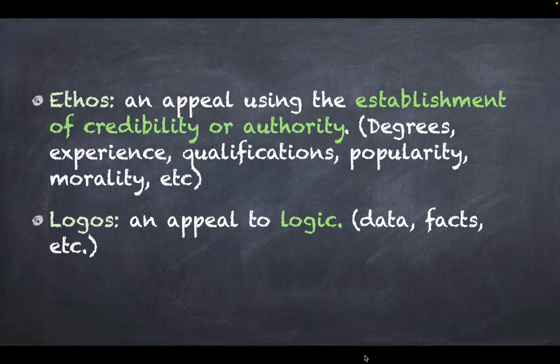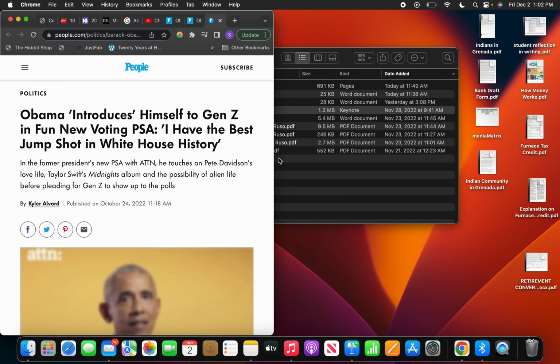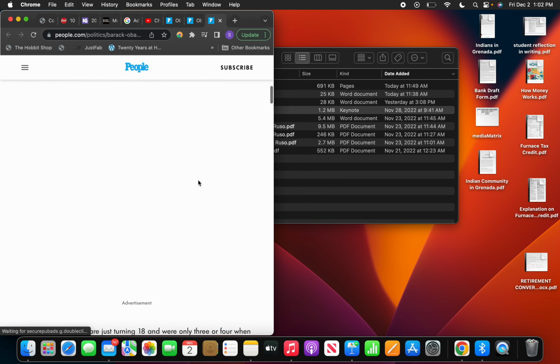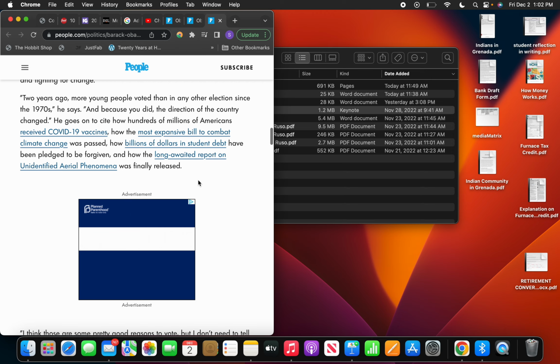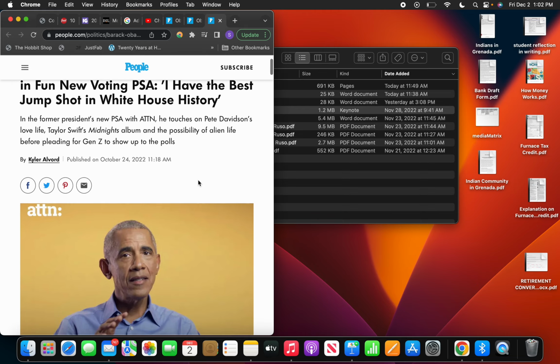And just as a refresher for the other types of rhetorical appeal, we have ethos, an appeal using the establishment of credibility or authority. And this would include degrees, experience, qualifications, popularity, morality, etc. And then we have logos, an appeal to logic, data, facts, etc. So now let's look at an example of a former president and how this president uses various types of rhetorical appeal skillfully. Let me find myself to this video.